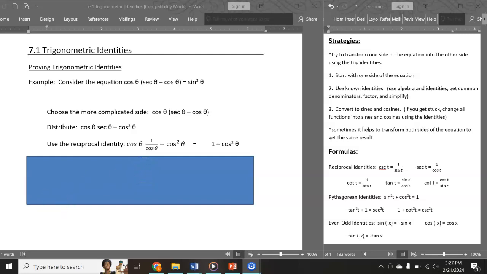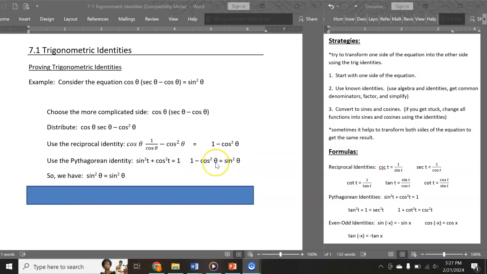So that's going to be my next step. I can replace 1 minus cosine squared with sine squared. So what that gets me is this whole side of the equation is the same thing as sine squared. So I have sine squared equals sine squared. I just replaced this with the sine squared that I just got, and I kept what it was equal to on this side. And I've proven this identity because I changed this first side into the same thing as the second side. And that's how this works.